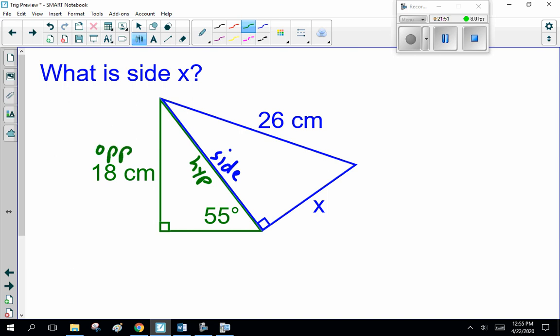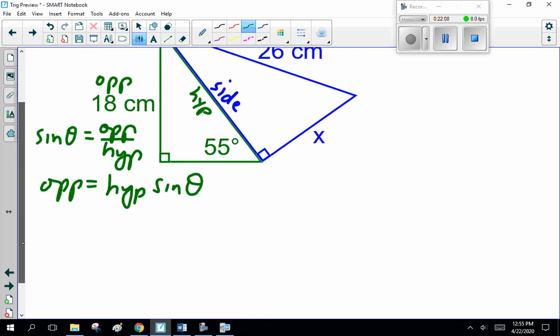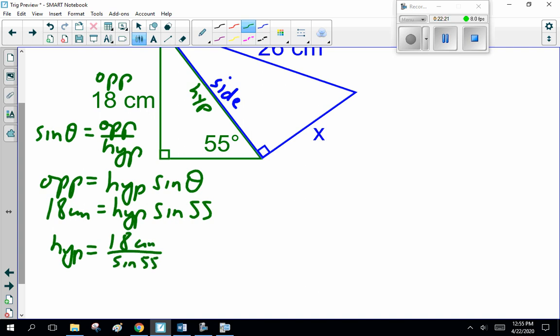So what do we got here? Well, opposite, hypotenuse: sine of theta is opposite over hypotenuse, so opposite equals hypotenuse times sine theta. As I said, I like writing it out like that. 18 centimeters equals hypotenuse times sine of 55. Hypotenuse is 18 centimeters divided by sine 55.